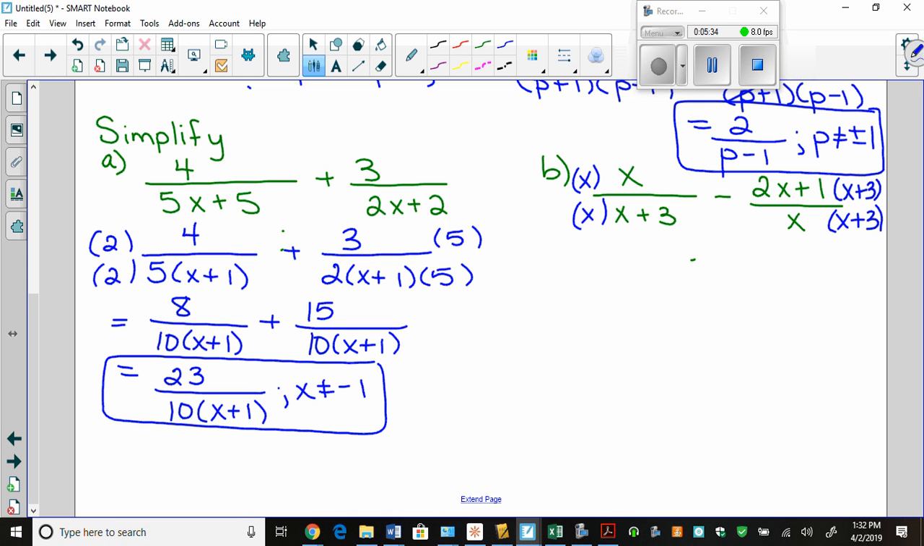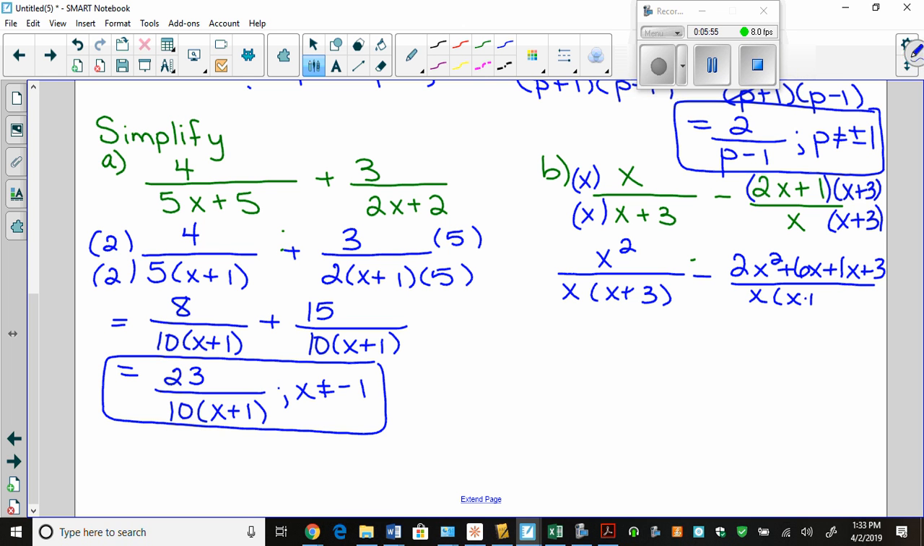So we're going to get x squared over x plus 3 minus, and then we have to FOIL. 2x times x is 2x squared. 2x times 3 is plus 6x. 1 times x is plus 1x. 1 times 3 is plus 3. All over x plus 3. And then we can actually subtract because we have common denominators.